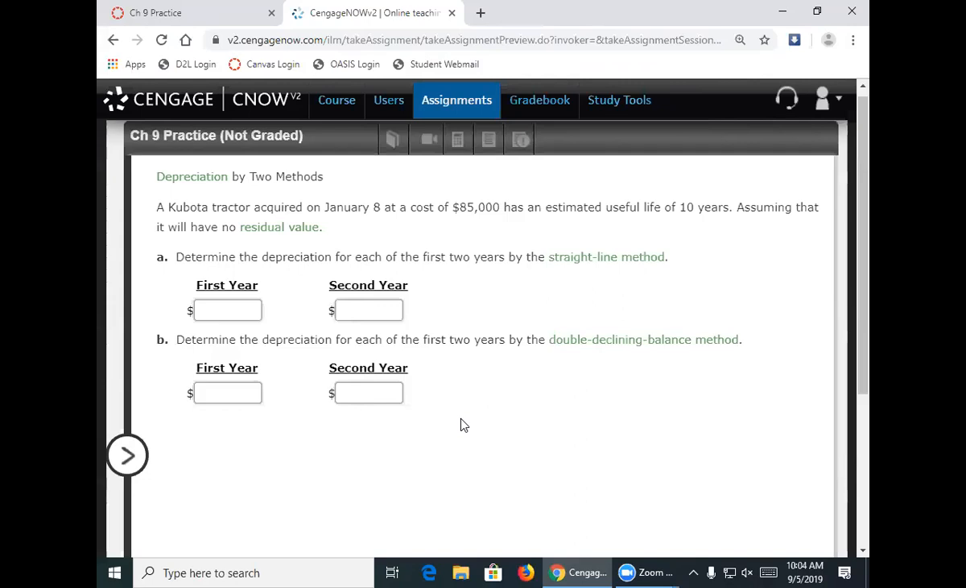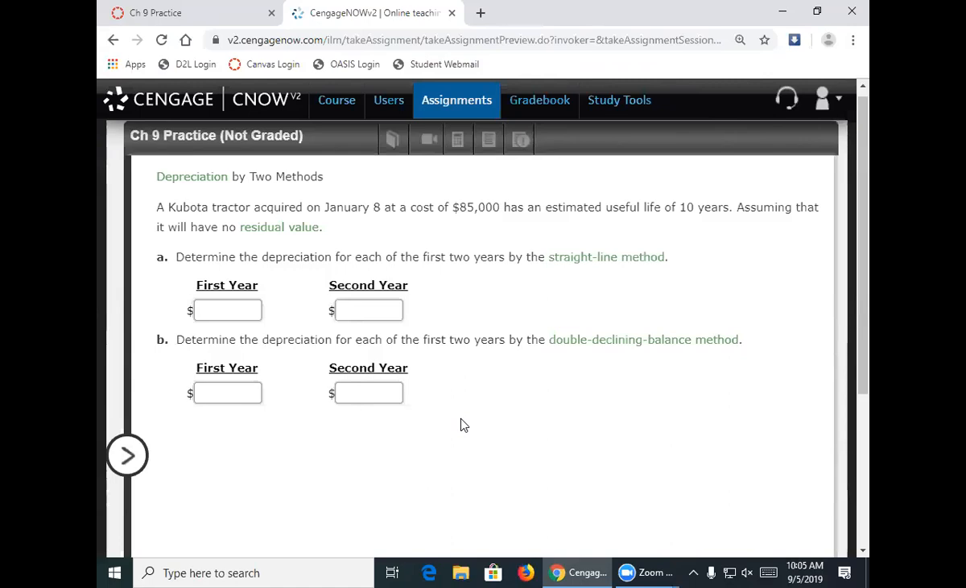So what's your straight line depreciation formula? Cost minus residual value. Very good. Cost minus residual value, which remember is your depreciable cost, divided by useful life in years.